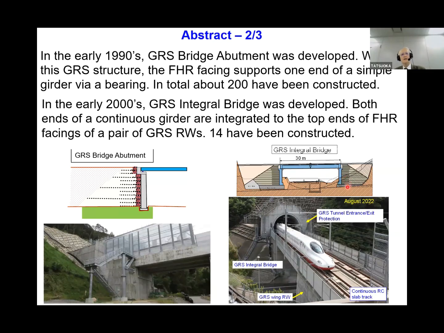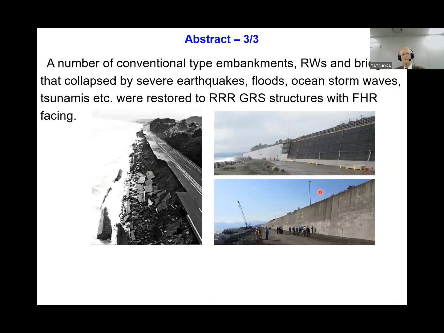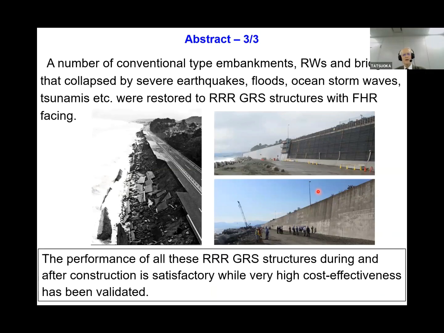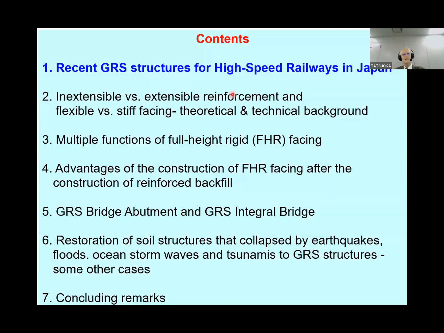A number of conventional type embankments, retaining walls, and bridges that collapsed by severe earthquakes, floods, ocean storm waves, tsunami, etc., were restored to GRS structures with full height rigid facing. So the performance of all these GRS structures during and after construction is satisfactory, while very high cost effectiveness has been validated. The contents. The first is the recent GRS structures for high-speed railways in Japan.